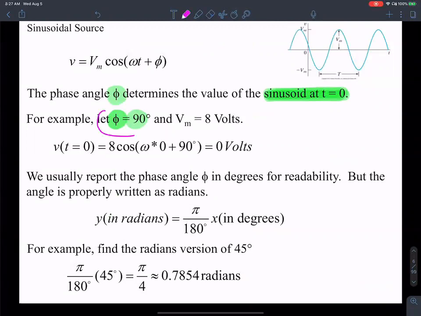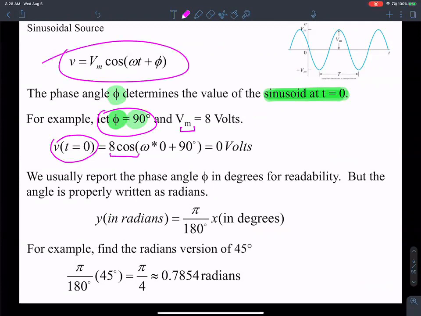For example, if phi is given to be 90 degrees and Vm is given to be 8 volts, what it really says is, at time t equals 0, I'm going to plug in a value of 0 for t and a value of 90 for phi. I end up with 8 cosine 90 degrees, which comes out to be 0, since cosine 90 is 0. So if we are given the value of phi, we should be able to find the value of the cosine wave at time t equals 0.